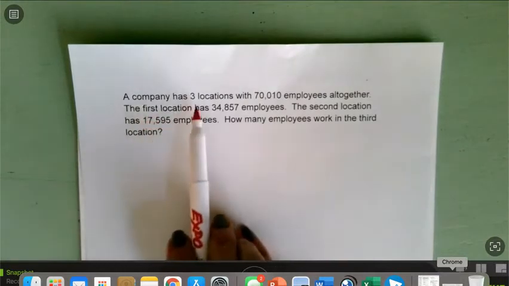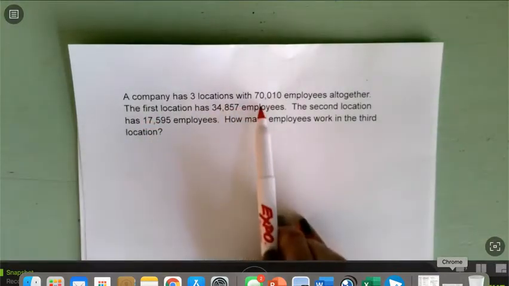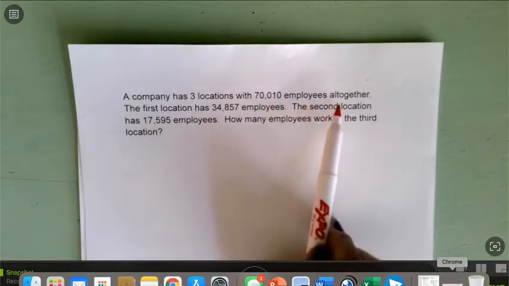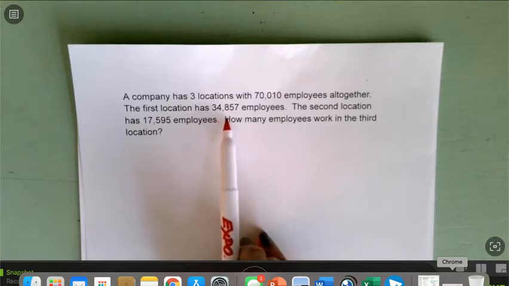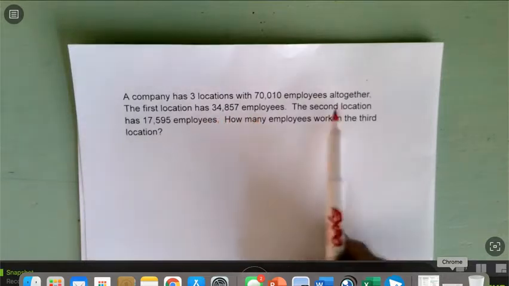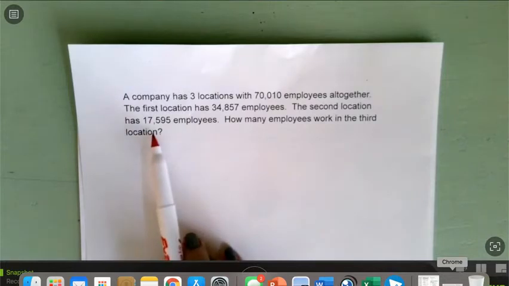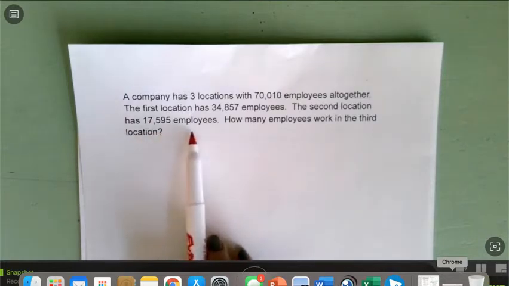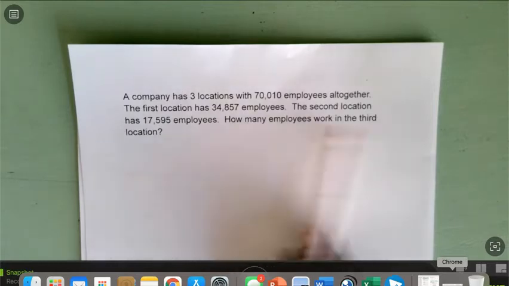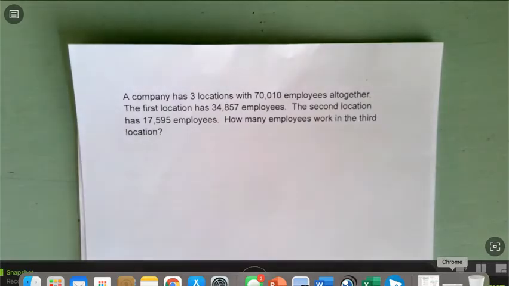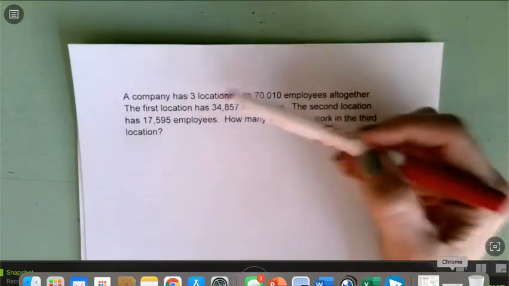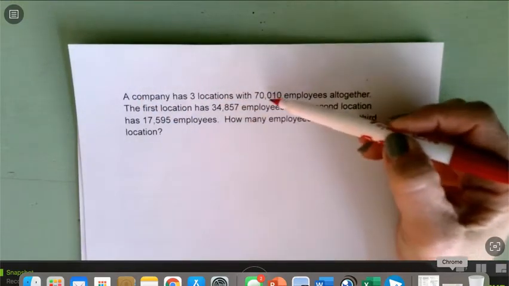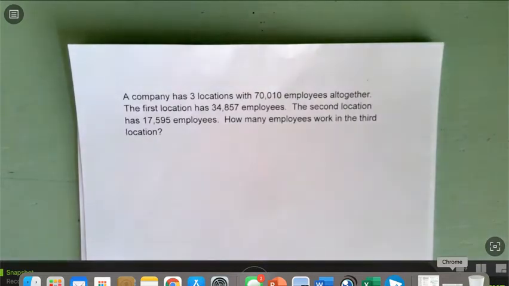A company has 3 locations with 70,010 employees altogether. The first location has 34,857 employees. The second location has 17,595 employees. How many employees work in the third location? So we're going to go back and read this one chunk at a time. The very first chunk that I see is: a company has 3 locations with 70,010 employees altogether.